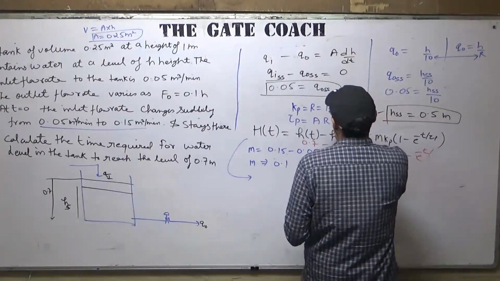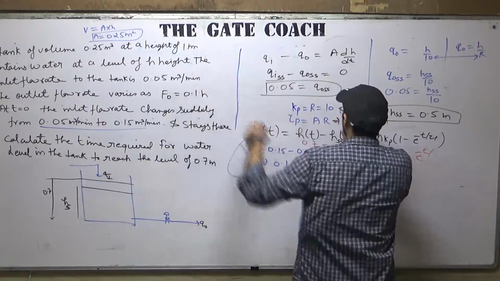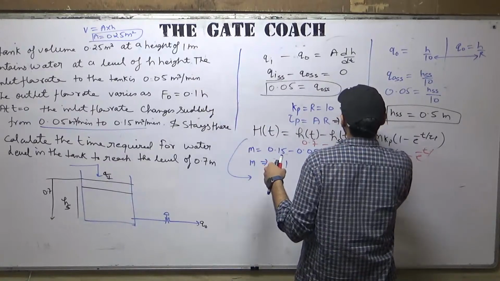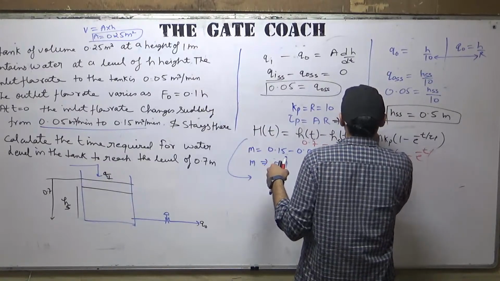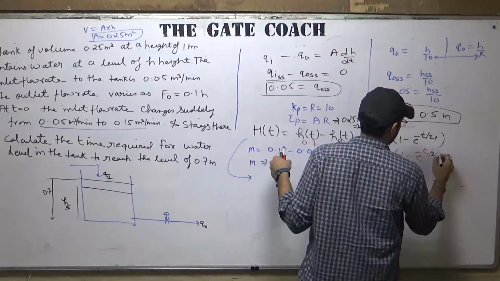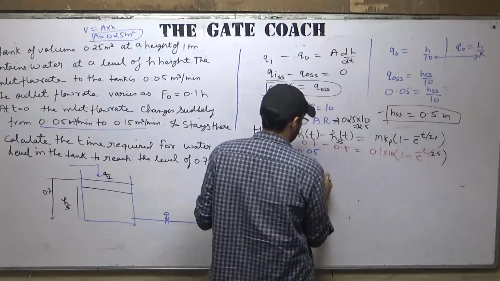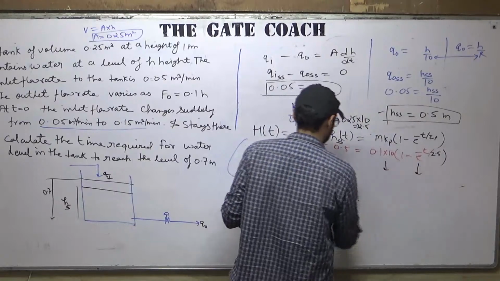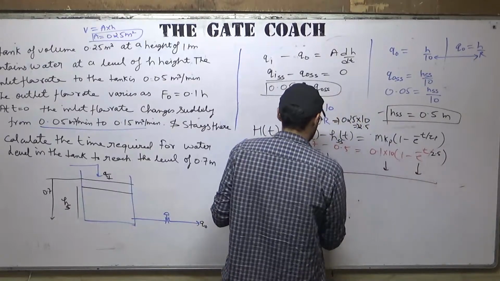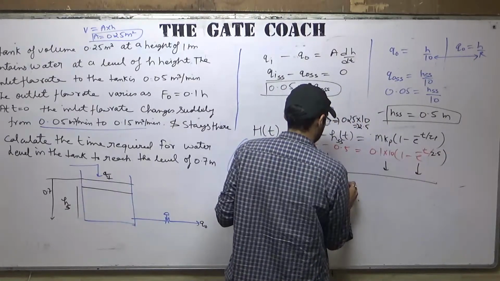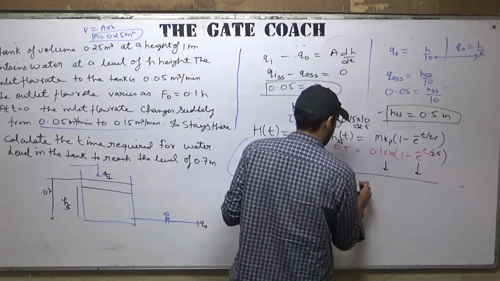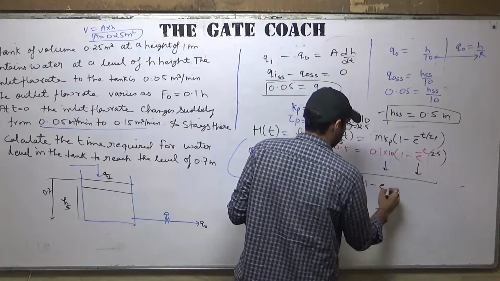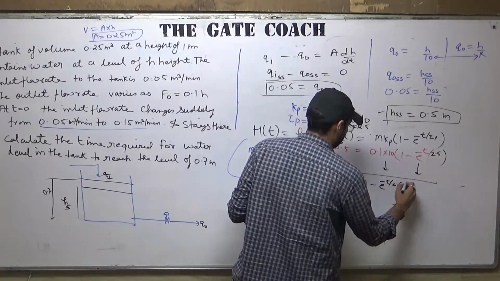A into r. So what is the value of a? 0.25. What is the value of r? 2.5. Right? It will become what? 0.2 is equal to 1 minus e power minus t by 2.5.